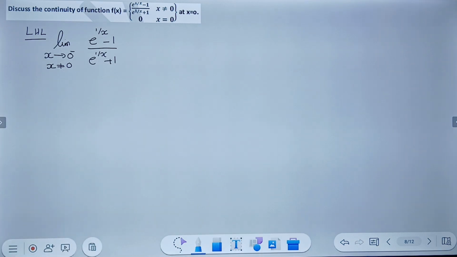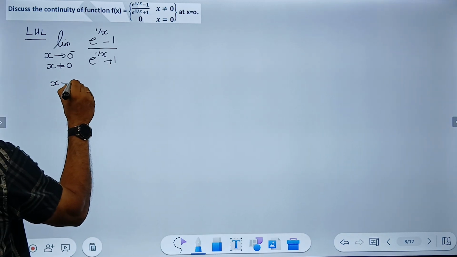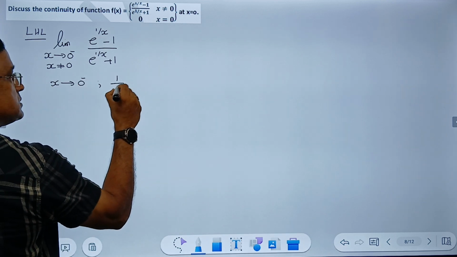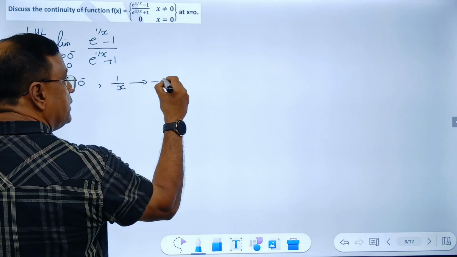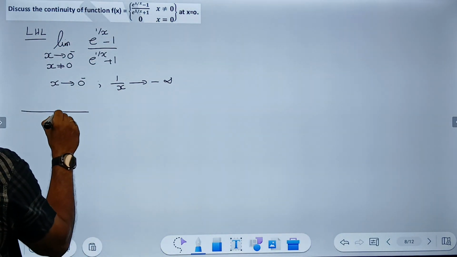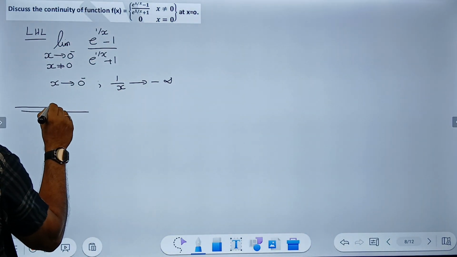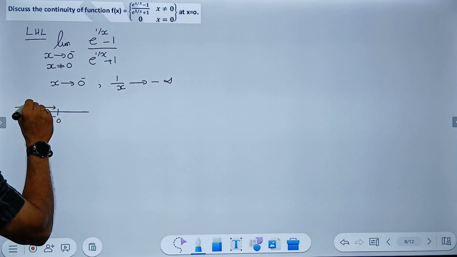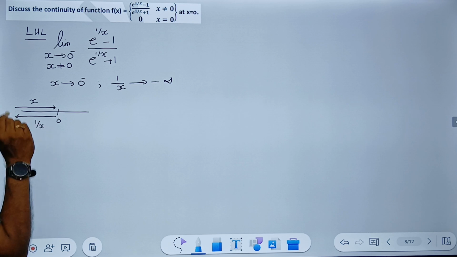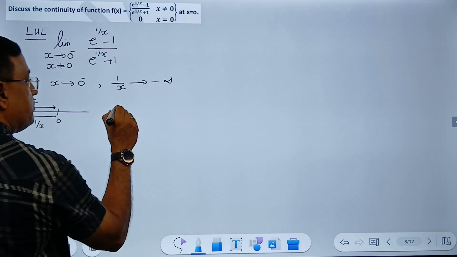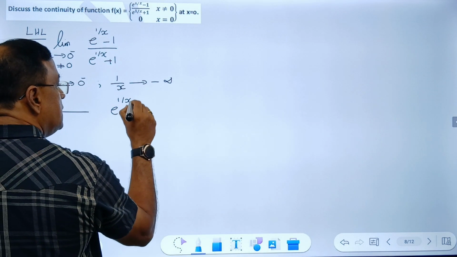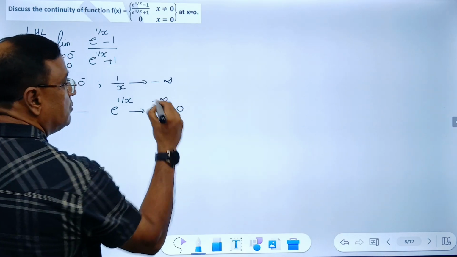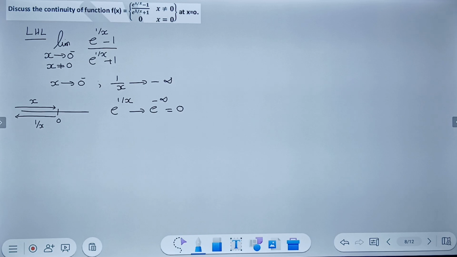Okay. Now when x approaches 0 from the left, 1 by x will approach minus infinity. This is x approaching, this is 1 by x. Correct? Now e power 1 by x, if I take exponents on both sides, will approach e power minus infinity. You know e power minus infinity is 0.